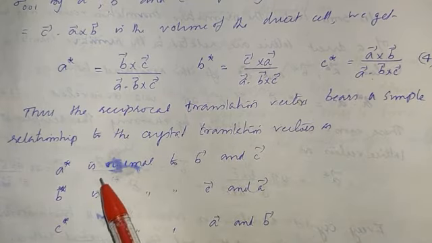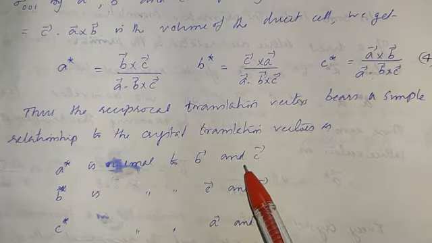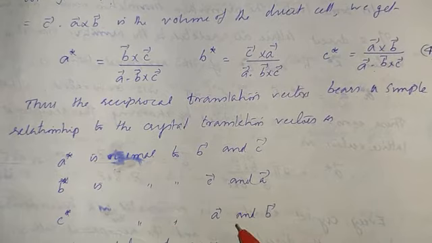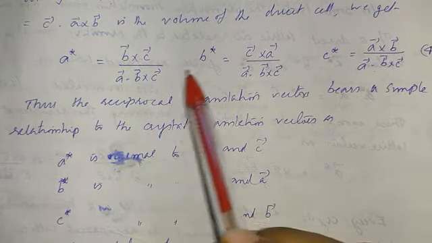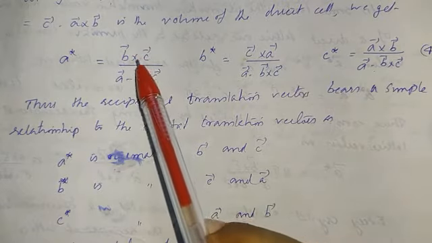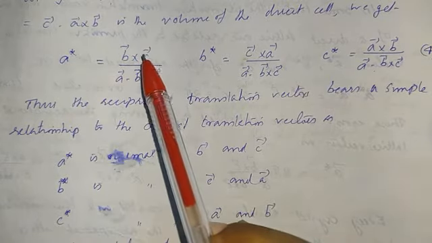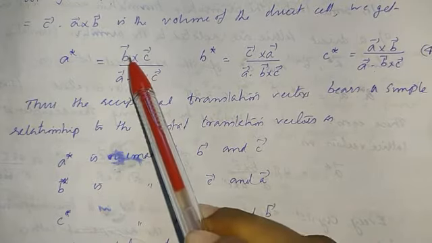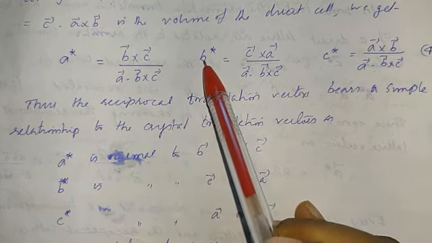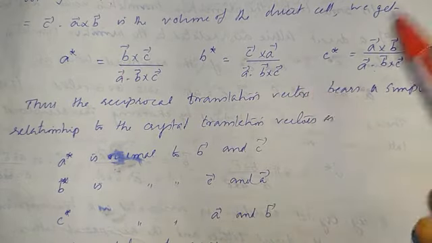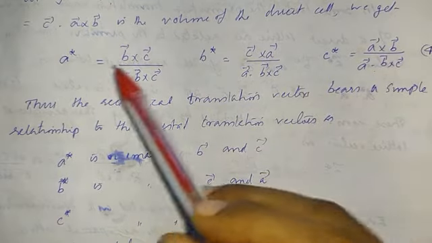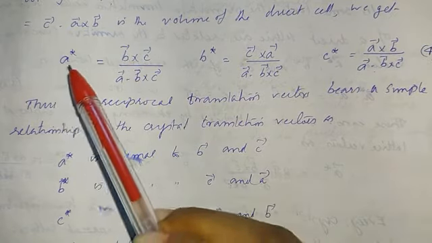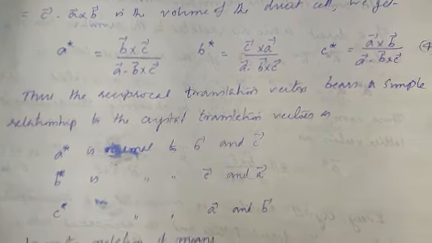Thus the reciprocal translation vectors bear a simple relationship to the crystal translation vectors, as a star is normal to b and c, b star is normal to c and a, and c star is normal to a and b, and this is quite clear from this expression. Since this is b cross c, this vector is normal to both b and c. Similarly, b star is normal to both c and a, and so on. So this is the relationship between the original translational vectors and the crystal reciprocal lattice vectors.